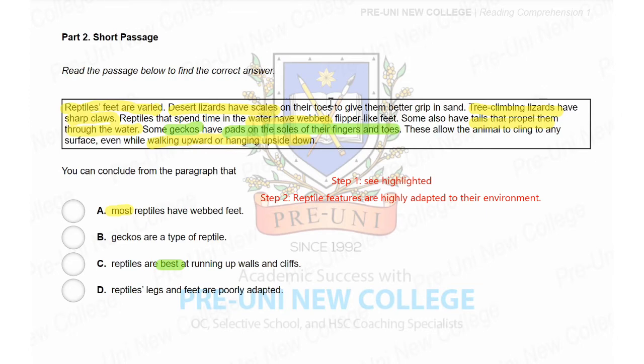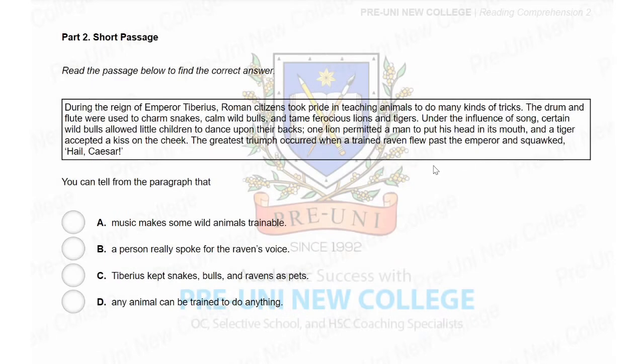So the only answer option that made sense, that we can logically make from the information provided in the question, is option B, that geckos are a type of reptile. Okay, so just to consolidate our knowledge, let's take a look at one more sample question for short passages.